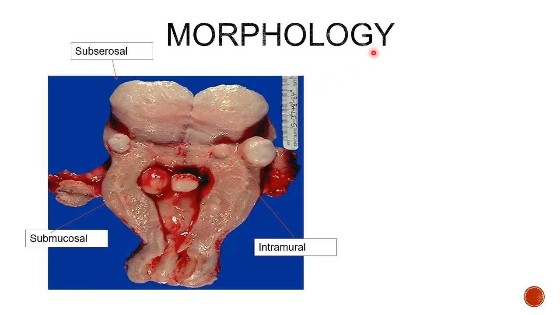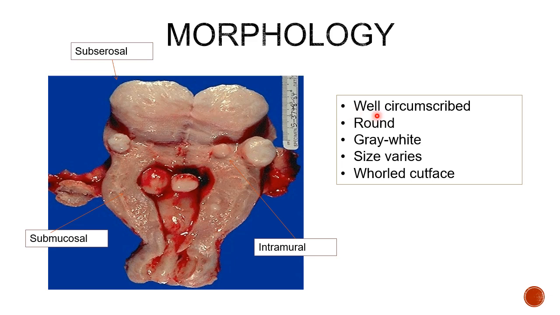What about the morphology of the uterine leiomyoma? They have several characteristic features. They're often well circumscribed, so you can see that they're well rounded. You can draw a line surrounding them. They are round, they have a gray-white color when you cut through them. The size can vary. Some of them can be small, but some can grow to really large proportions. And also another feature is when you cut into them, you can see a whorled cut face. So it's like a swirling appearance on the cut face.